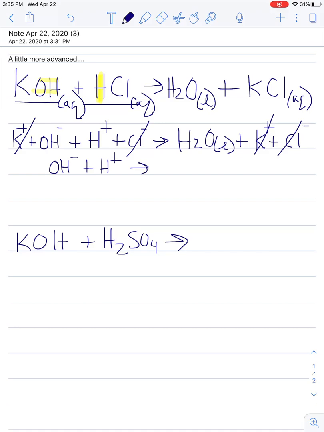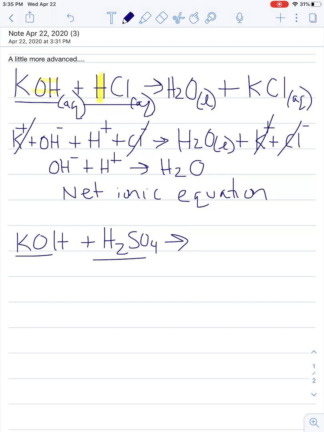Okay, so getting rid of our spectator ions, we actually end up with what's called a net ionic equation. So the net ionic equation for any neutralization reaction looks like that. So again, this is called the net ionic equation. So I would have you guys go ahead and pause the video and try this one on your own and see what you come up with, and then just check my answer.